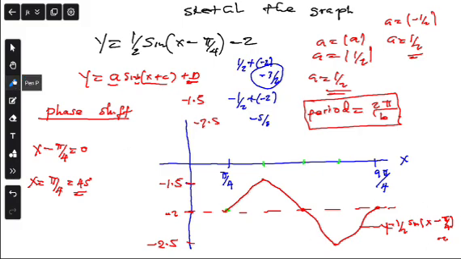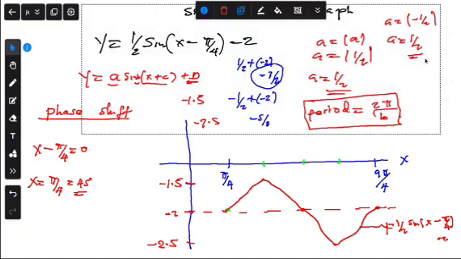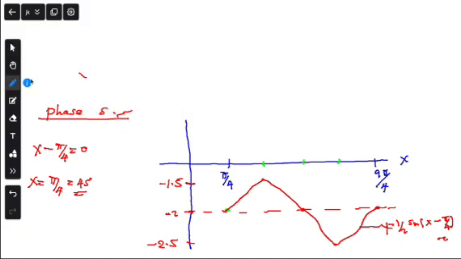Now let's say, for example, you're graphing cosecant, since cosecant is the reciprocal of sine. What are you supposed to have? Let me just do this. If you're graphing cosecant, y is equal to 1 over 2, then cosecant, open bracket, x minus pi divided by 4, then minus 2.